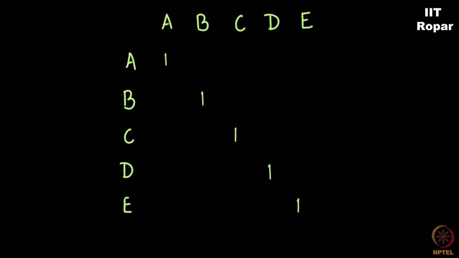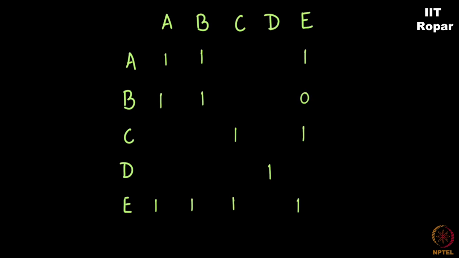You see here A knows B and hence Ath row and Bth column will have a 1. B also knows A, so Bth row and Ath column will be a 1, right? A knows E, so A and E is 1. E knows A, so E and A is 1. E knows B, but B doesn't know E, you see. So E knows B, so Eth row and Bth column is 1, but Bth row and Eth column is not 1. Note that, right? C knows E, E knows C. So Cth row E column is 1, Eth row C column is 1.